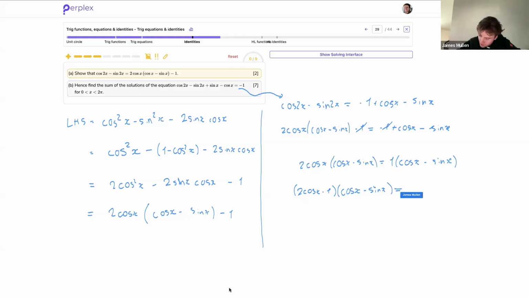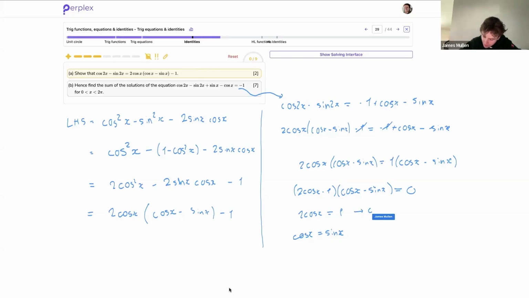is equal to 0. And that means that either 2 cos x minus 1 is equal to 0, or cos x minus sin x is equal to 0. So that actually gives me either 2 cos x is equal to 1, or cos x is equal to sin x. And we're looking for 0 less than x less than 2 pi.